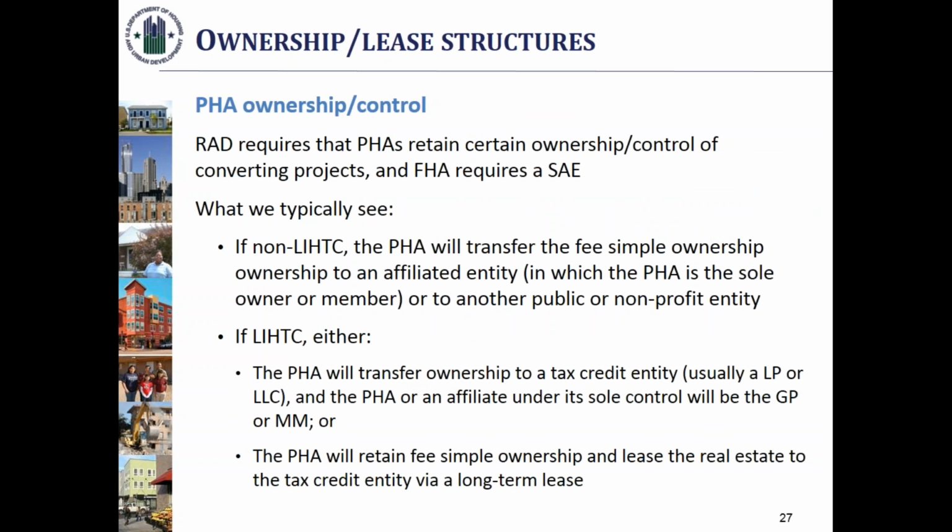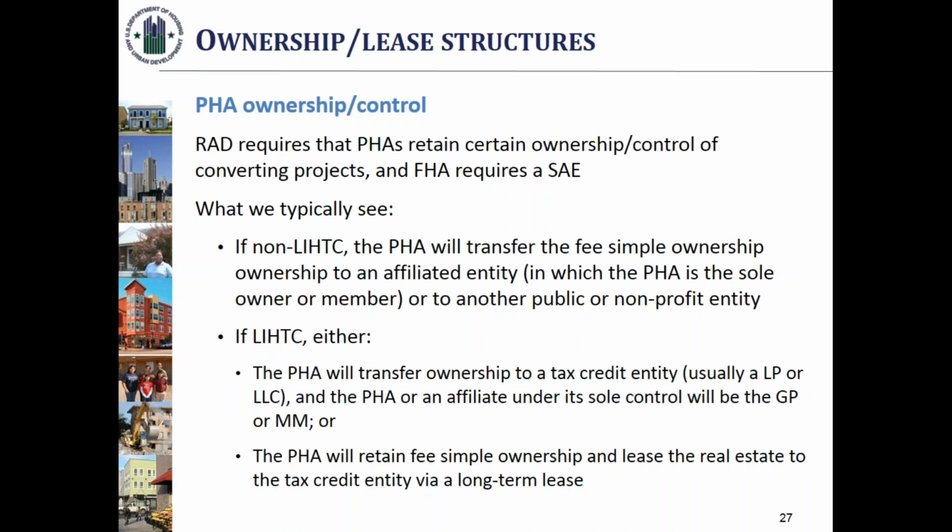Touching on ownership and control and lease structures, Robert explained that RAD requires that PHAs retain certain ownership and control of their converting projects. And as you know, in FHA, we require a single asset entity mortgagor. So what we typically see on deals that come to us is that if it's a non-tax credit transaction, the PHA will likely transfer fee simple ownership to an affiliated entity where the PHA is the sole owner or member, or to another public or nonprofit entity. If it's a tax credit transaction, the PHA will either transfer ownership to the tax credit entity, usually a limited partnership, or in some cases an LLC, and the PHA or one of its affiliates will be the GP or the managing member in the tax credit partnership.